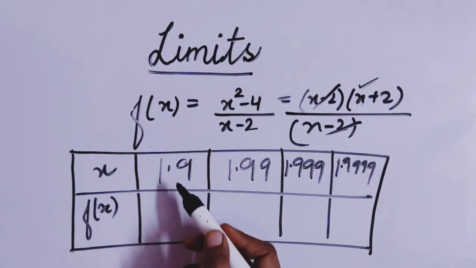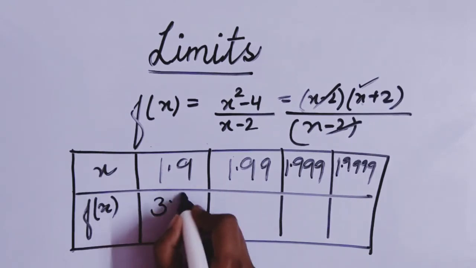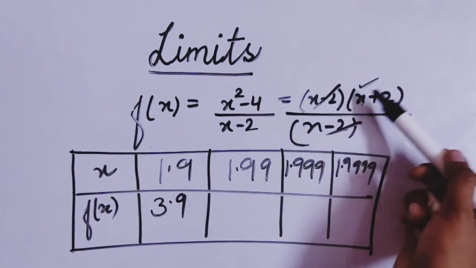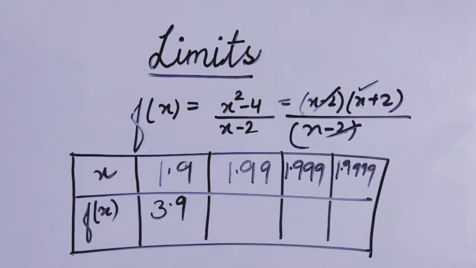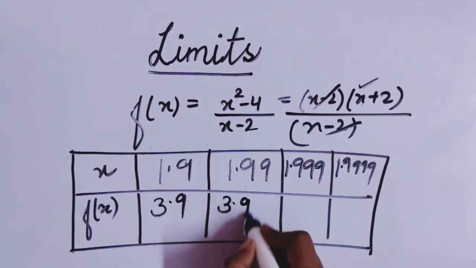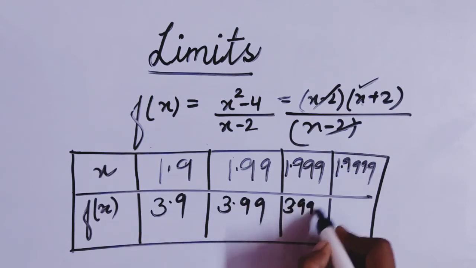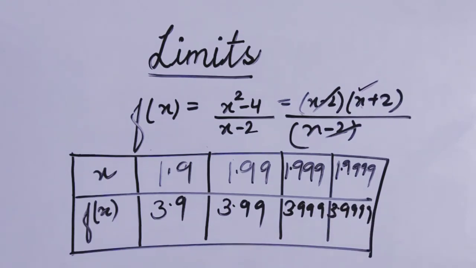Suppose we are calculating the value at 1.9. What will it be? It will be 3.9. It means we are putting the value of x as 1.9. So 1.9 plus 2, it will be 3.9. Suppose now we are putting 1.99. So what will it become? It will become 3.99. Here it will become 3.999. And here it will become 3.9999. So we are getting the values like 3.9, 3.99, 3.999.